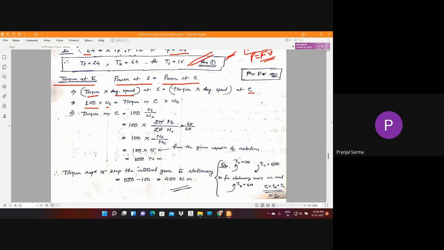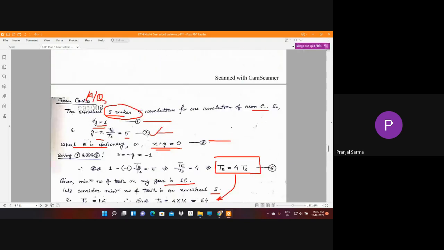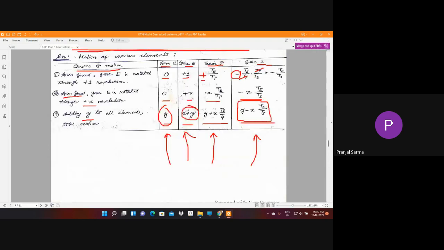Now from here, torque on C equals 100 into omega S by omega C. And omega equals 2 pi N by 60, which all of you already know. So this becomes 2 pi N for S divided by 60, over 2 pi N for C divided by 60. The 60 and 2 pi get cancelled, so this is 100 into Ns by Nc. Now this ratio Ns by Nc is already given, as we already have here, or from here also the same thing.